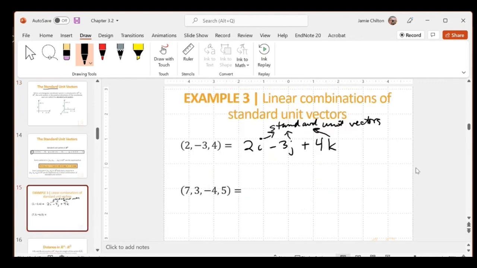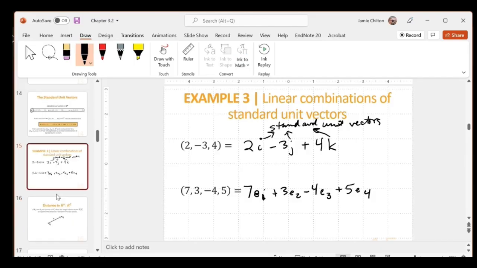Okay, so with the next example, in example 3, we're looking at 4 dimensions. So they've decided to use lowercase e for this one. In order to write this as a linear combination of the standard unit vectors, you would write it as 7e1 plus 3e2 minus 4e3 plus 5e4. You'll notice they're using a lowercase e with subscripts: e1, e2, e3, e4.